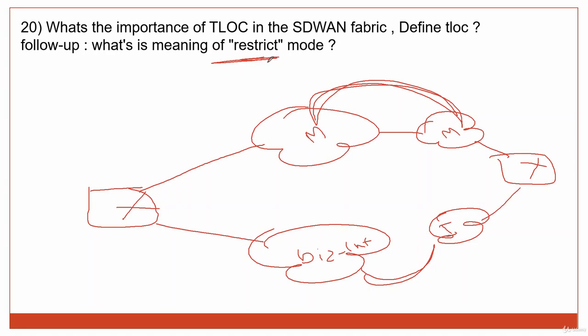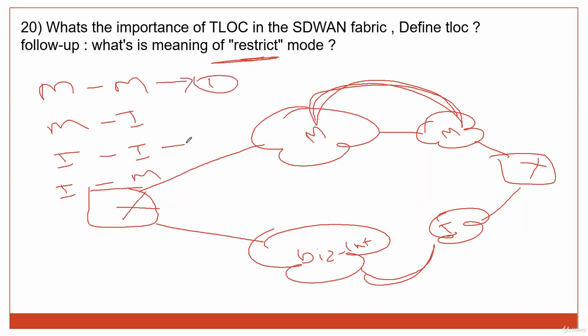Now if we do not use restrict, there may be a chance of MPLS to internet, and internet to MPLS. But in case of restrict, you have possibility number one, and then you have possibility number three. So that's the use case we have with the mode called restrict.